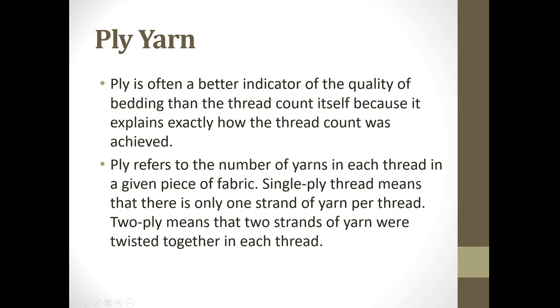Ply is often a better indicator of the quality of bedding than the thread count itself because it explains exactly how the thread count was achieved. Ply refers to the number of yarns in each thread in a given piece of fabric. Single ply thread means that there is only 1 strand of yarn per thread. 2 ply means that 2 strands of yarn were twisted together in each thread.